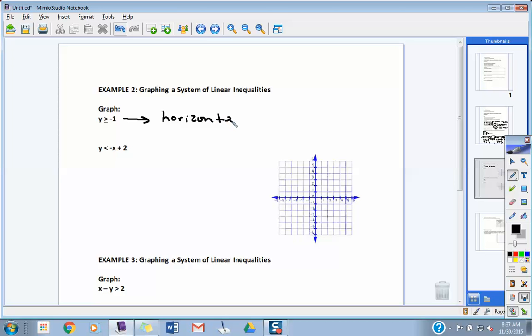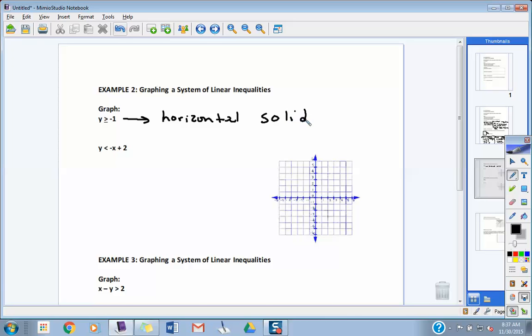It'll be horizontal. Talk to me about my boundary line for the solid or dotted. What's your sign here? Is this going to be solid or dotted? Solid. Okay. What we're looking to do here is find a collection of points that's going to make both of these true at the same time. So we're going to have a horizontal line that is solid.